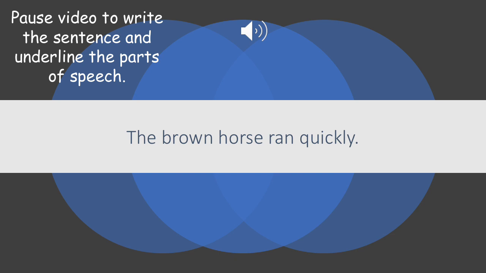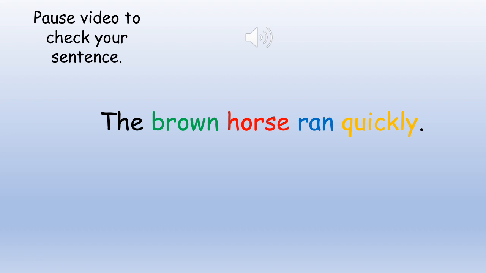The brown horse ran quickly. Okay, the brown horse ran quickly. Horse is your noun, right? Then brown is your adjective. Ran is your verb. And quickly is your adverb.